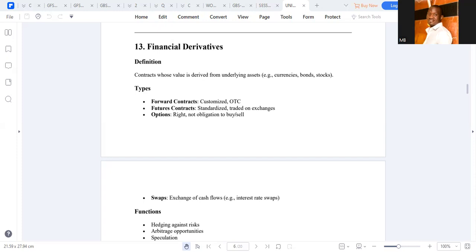against adverse price movements. They also have a function of arbitrage, which is profit from the difference across markets. And also speculation, where they take positions based on expected price movements for profit. So we will end here for now.